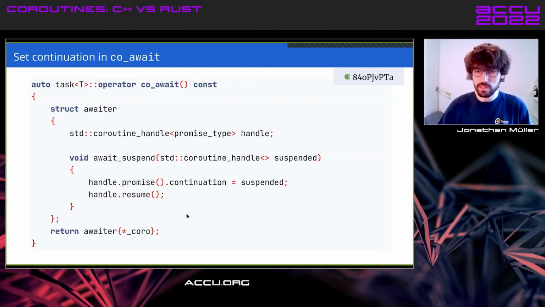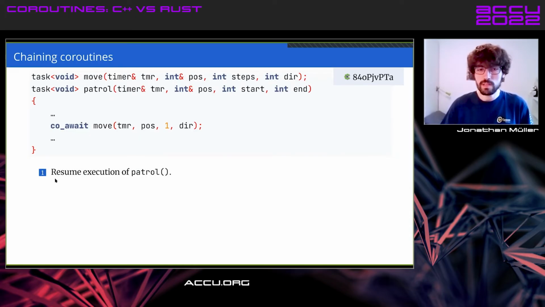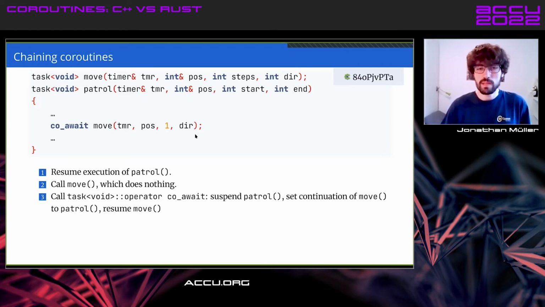Okay, so this is a lot of subtle things. So let's just walk through the example. At some point, we are resuming execution of petrol. This will then call move. This does nothing, it just gives us a task back. We're then calling co_await on the task object for move, which will suspend petrol because this is what co_await does. It calls await_suspend, which sets the continuation of the move coroutine to the petrol coroutine. So we know that when move finishes, we want to continue with petrol. And then it actually starts executing move.